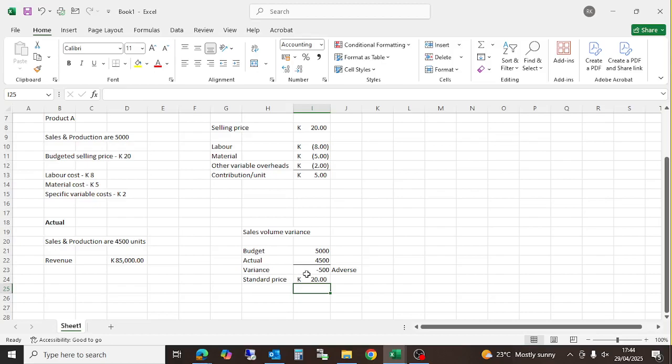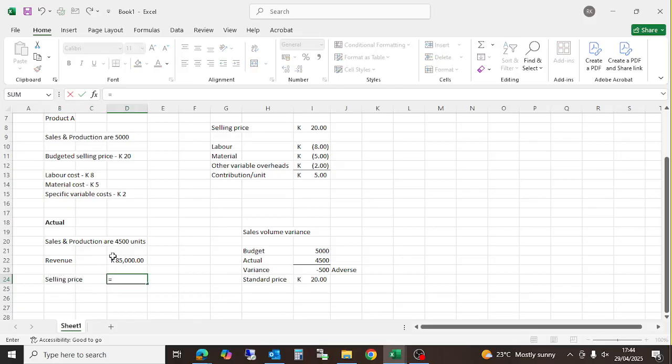But here they haven't given us a selling price, right? They haven't, but you know that we can actually find the selling price by dividing the revenue by the 4,500 units. So it's actually 18. So it's a bit less. That's the reason I was competing. I didn't want to have a massive difference.